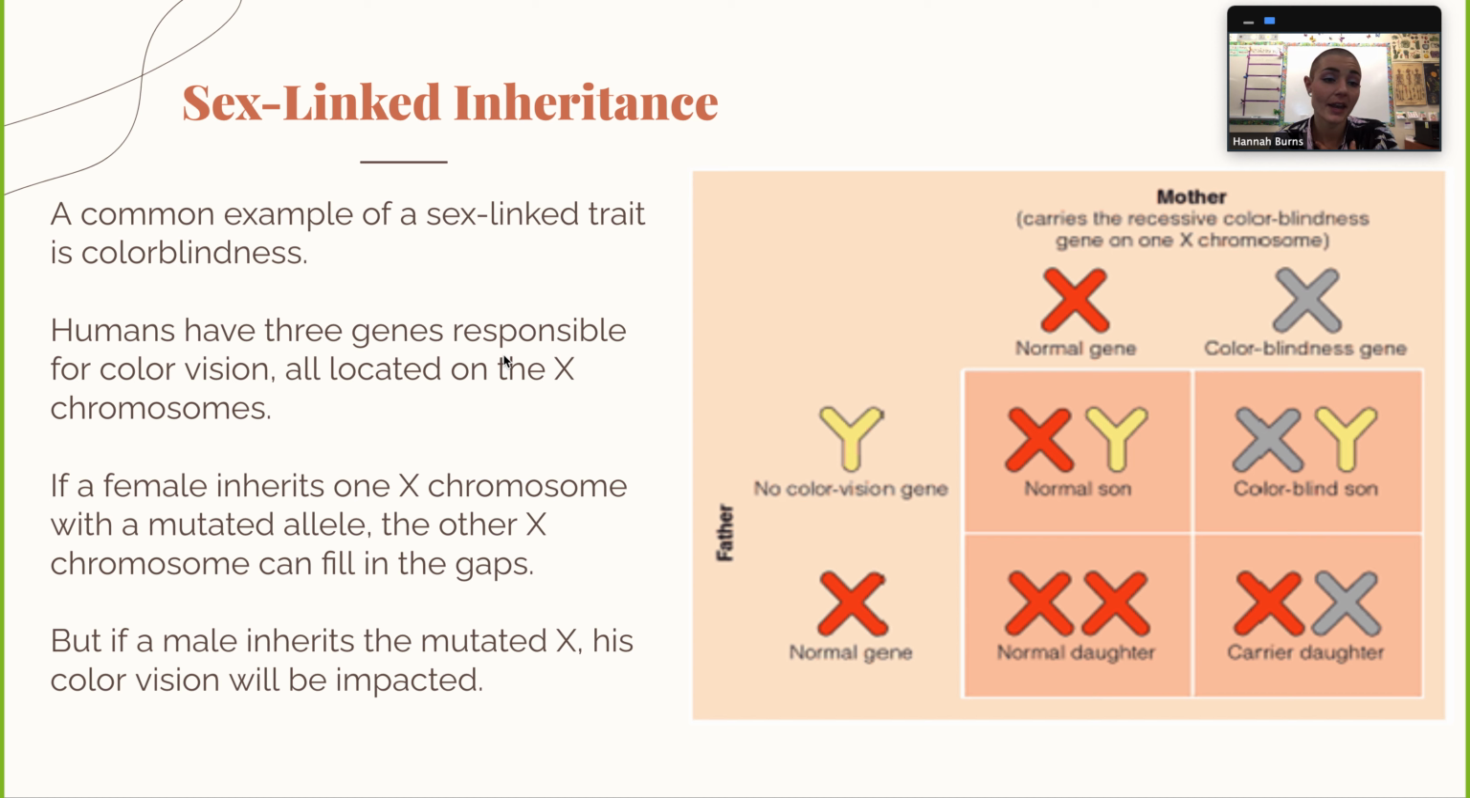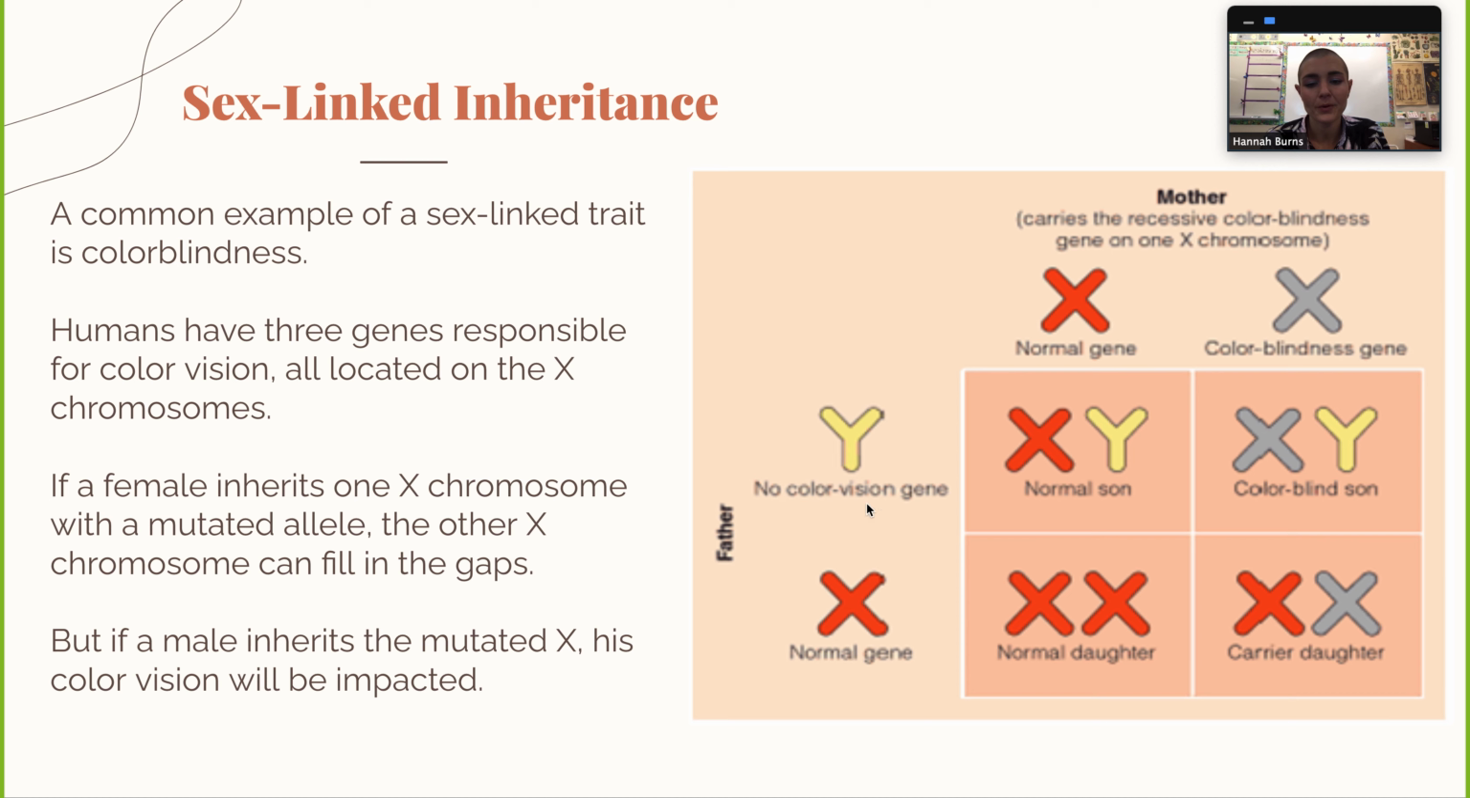So if I inherit, as a female, one X chromosome with the mutated allele and the other one that's regular, then my regular X chromosome can kind of fill in all of the gaps that exist on my affected X chromosome. But if a male inherits this X chromosome that doesn't have all of the correct alleles or genes for color vision, then they would be colorblind. And this is why men have color blindness much more often than females do. And we can see based off of this Punnett square here why that happens.